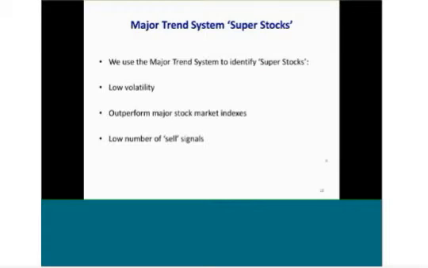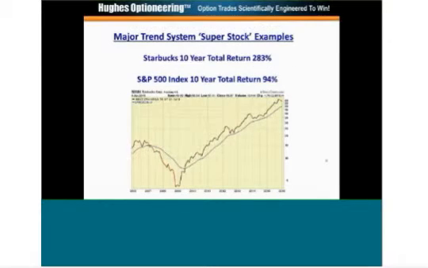So we call these super stocks, and we like to trade these kind of stocks rather than stocks that have erratic and unpredictable price patterns, where you have no idea what they're going to do next. So we've done much better just simply trading these kind of stocks, these low volatility stocks. Here's a super stock example.